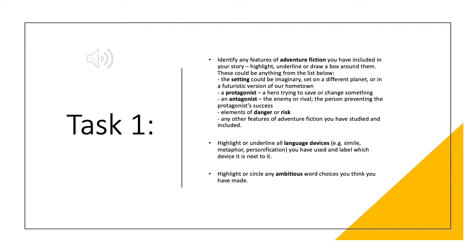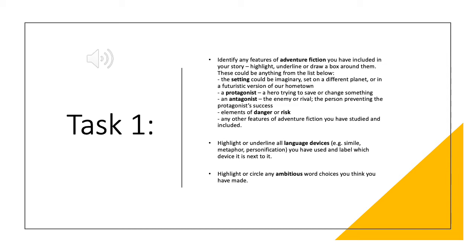So have a look through it, read through it, highlight, underline, or draw a box around anything that you think is an adventure fiction feature. This could be anything from the list below. So it could be the setting, it could be imaginary, it could be set on a different planet or in a futuristic version of our hometown. A protagonist, remember that's the hero trying to save or change something. An antagonist, the enemy or rival, the person preventing the protagonist's success. Elements of risk or danger. Any other features of adventure fiction that we have studied and included. So what you might need to do now, you will need to pause this video and begin that first task.